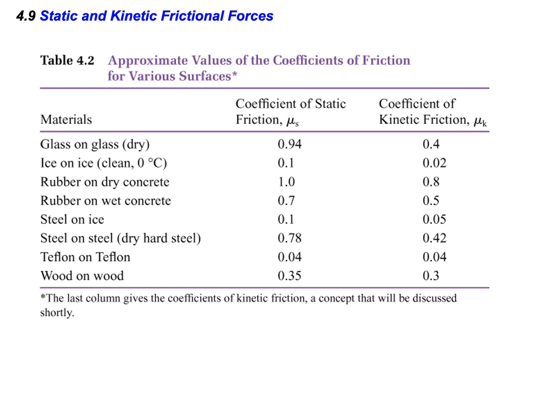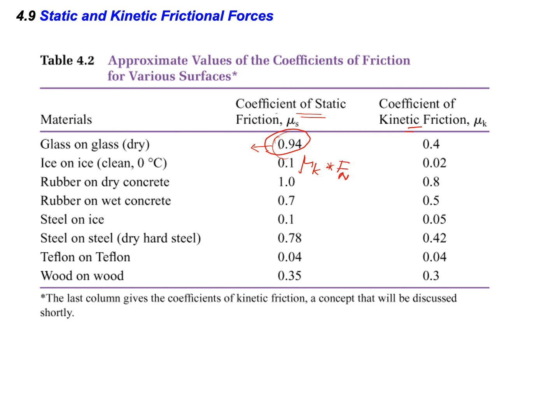So this table shows two columns: static friction and kinetic friction. Notice that for static friction, the force required at the beginning is large because you have static friction. So the static force is the static frictional coefficient mu s times the normal force.